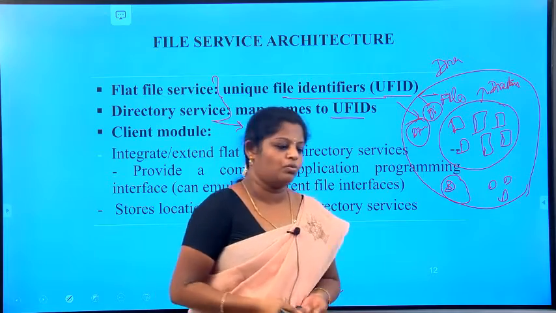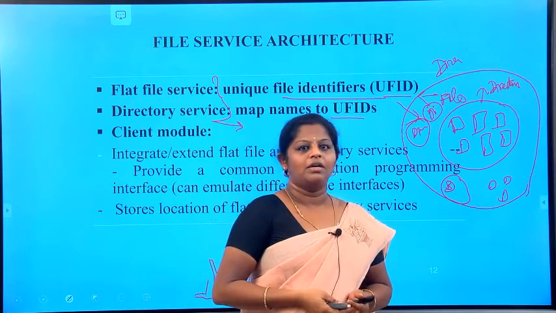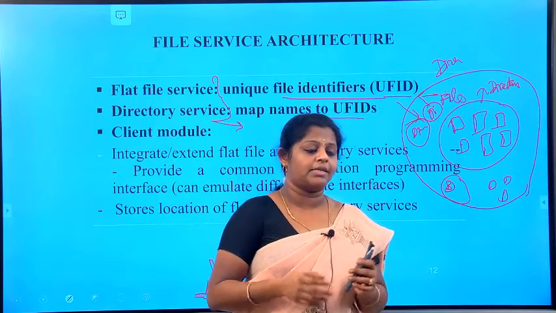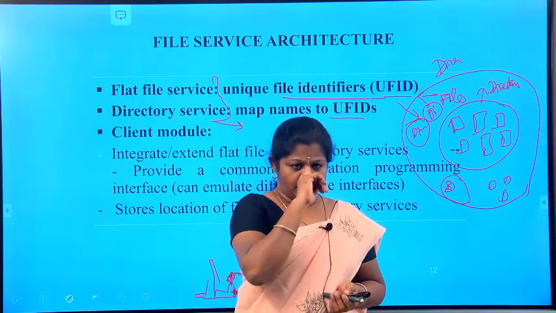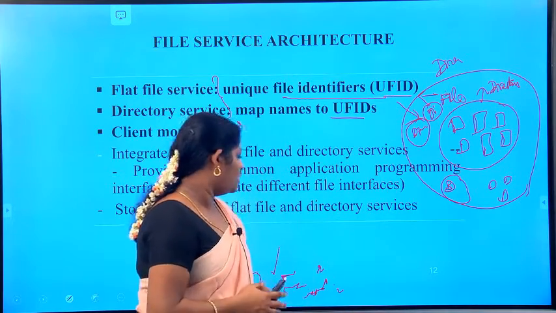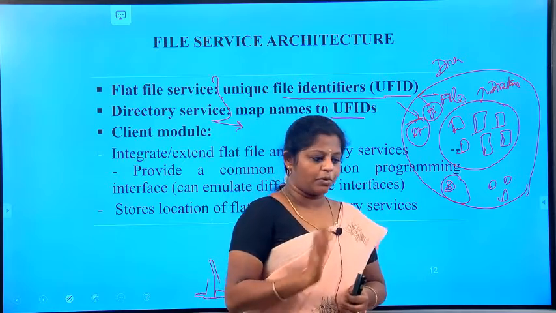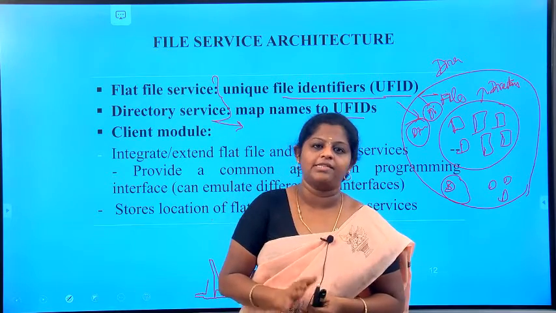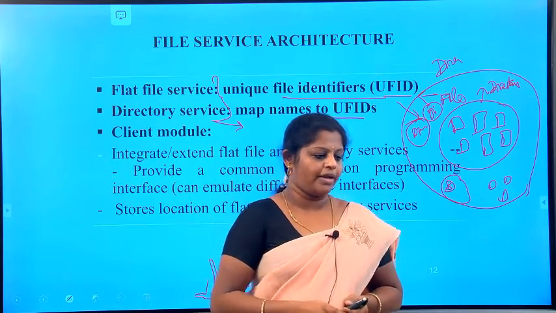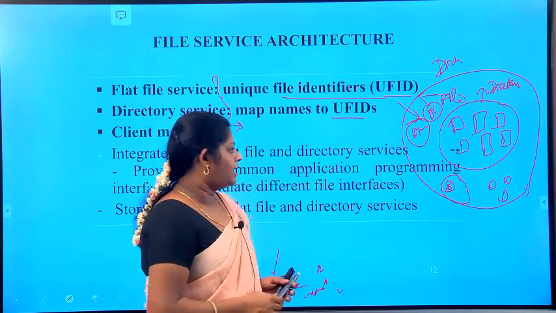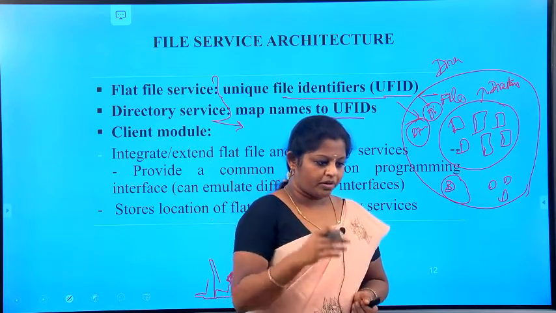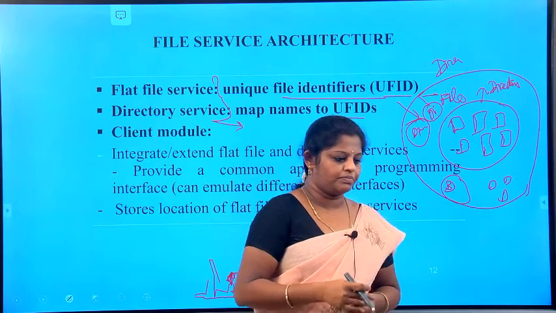You generally know directories, because you are using files. The directory service always provides the mapping between the text names of files and their particular UFIDs. The clients may obtain the UFID of a file by quoting its text name to the directory service. That is how it is done: the client quotes the text name to the directory service.